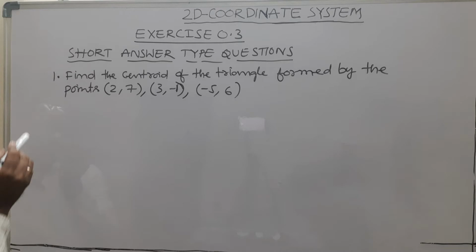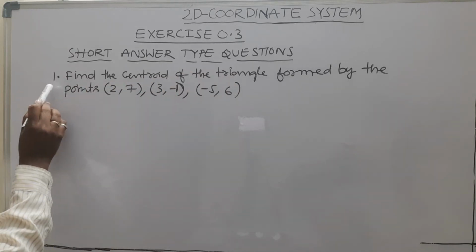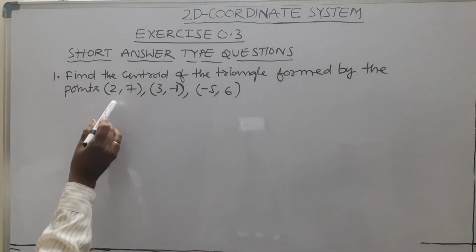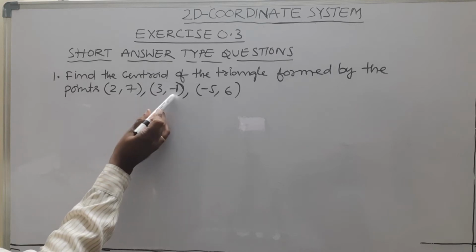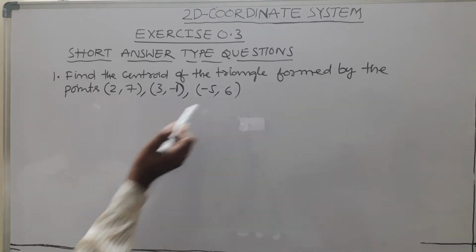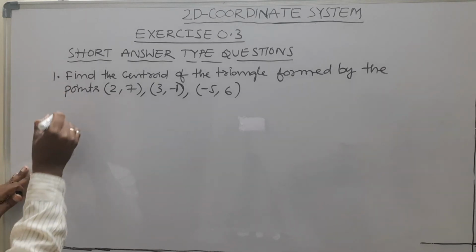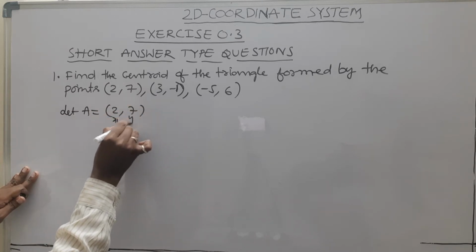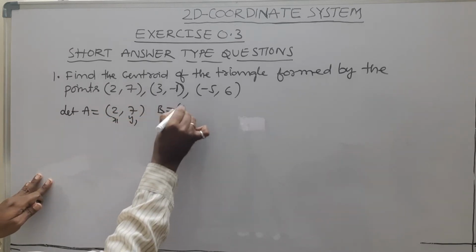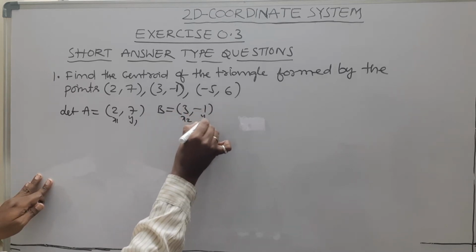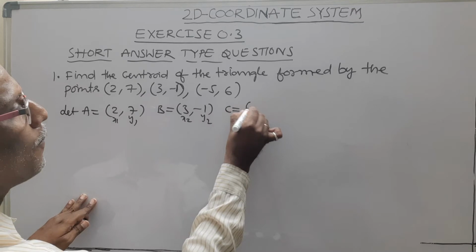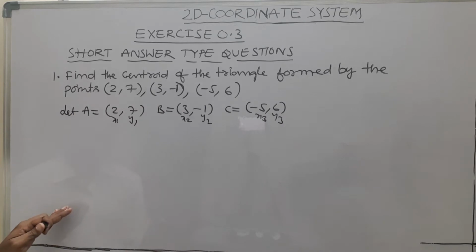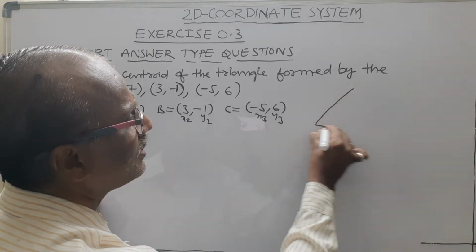Next exercise, short answer type questions. First question, find the centroid of the triangle formed by the points (2, 7), (3, -1) and (-5, 6). Here the first vertex, let it be A. Let A equal to (2, 7), the coordinates x1, y1. B equal to (3, -1), the coordinates x2, y2. C equal to (-5, 6), coordinates x3, y3. To find the centroid of the triangle ABC.